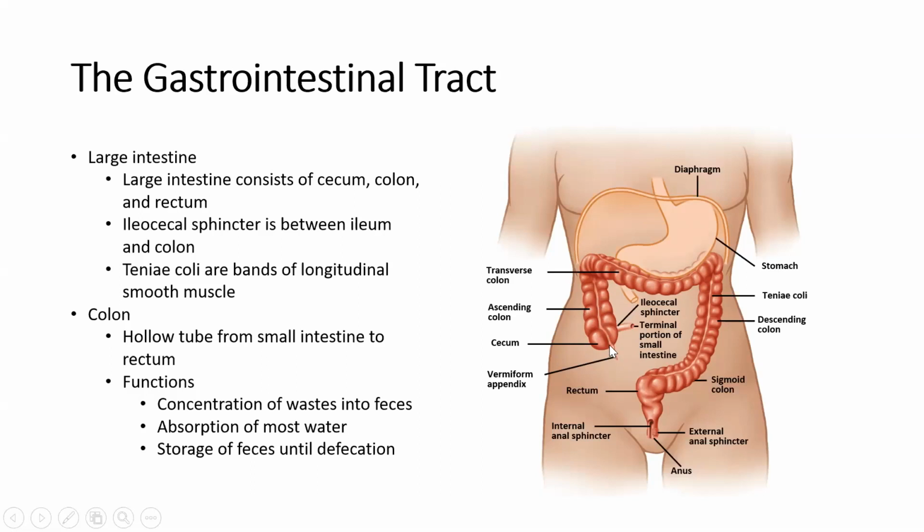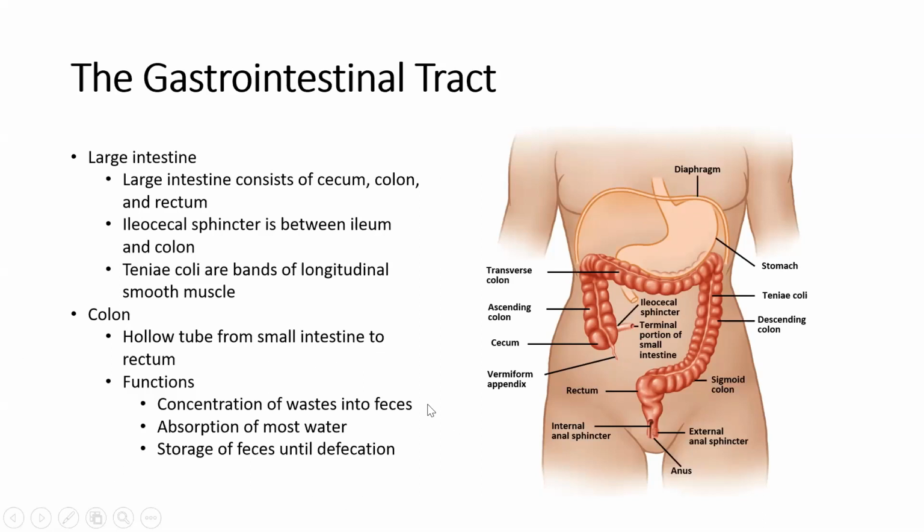Now, these tinea coli actually create this gathering of the large intestine, which forms these out pouches that we call haustra. And haustra is a structure that you're probably going to see in this week's lab as well. But together, the tinea coli, which is the strip of smooth muscle, and the haustra are structures that help with the solidification of waste in the distal part of the intestine.